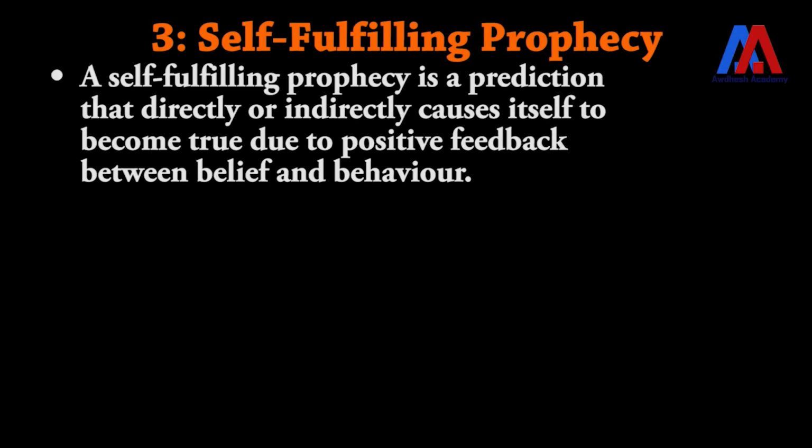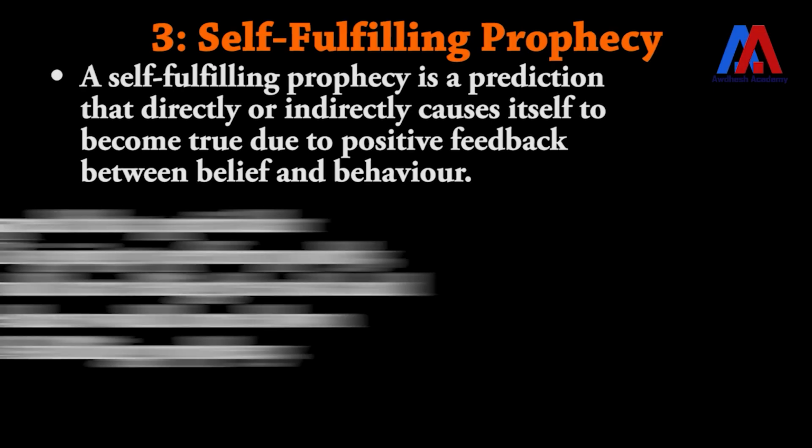Then the third type of social influence is called self-fulfilling prophecy. A self-fulfilling prophecy is a prediction that directly or indirectly causes itself to become true due to positive feedback between belief and behavior. That means there are some sort of rumors, you can say, or some sort of prophecies you make, which actually lead to fulfillment of that prophecy.